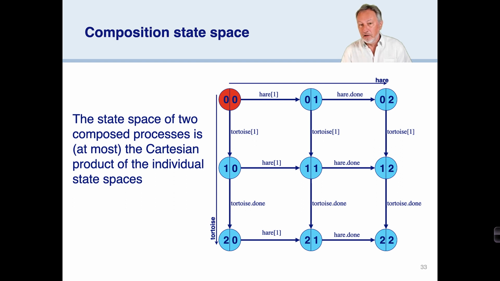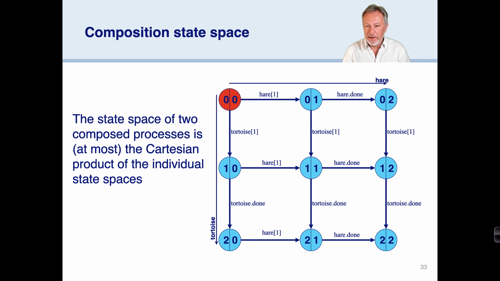Now, in this particular case, neither the tortoise nor the hare communicate with each other, and there are no restrictions between the possible interleavings. So we actually do get all possible states. As we'll see, however, that's not always going to be the case. In particular, if we get some interactions between these processes, then we'll get much fewer states. But that's for another time.